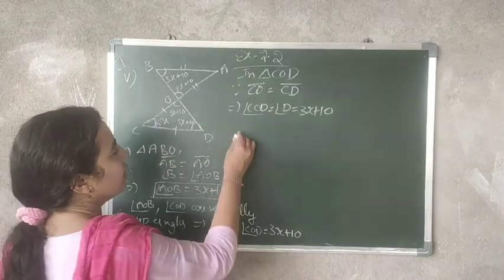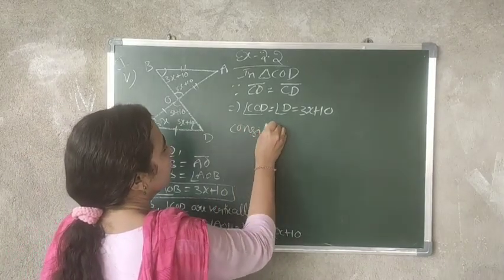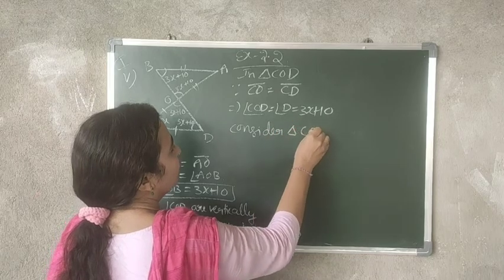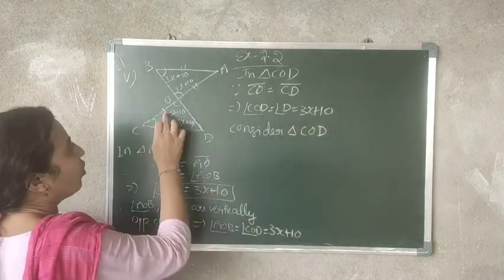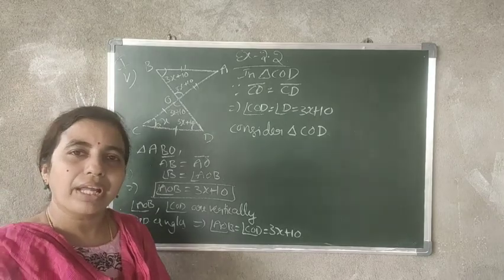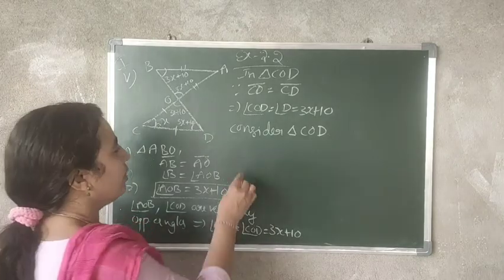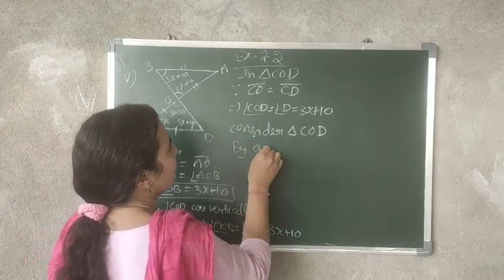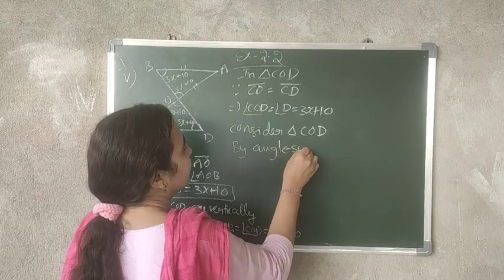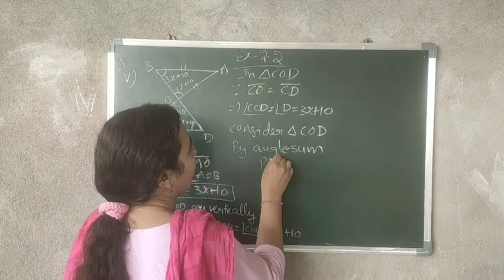Now consider triangle COD. And here we have all the three angles. Now you can apply the angle sum property.